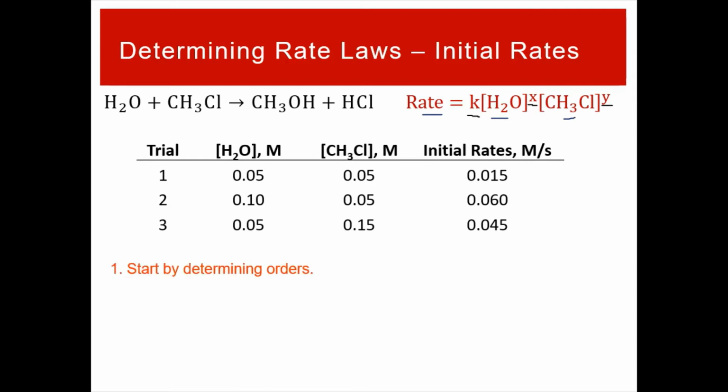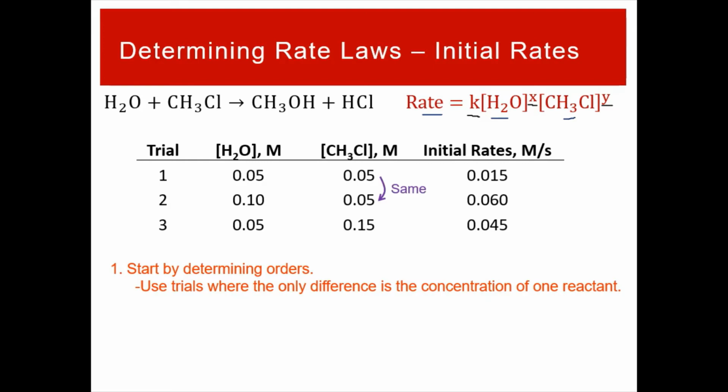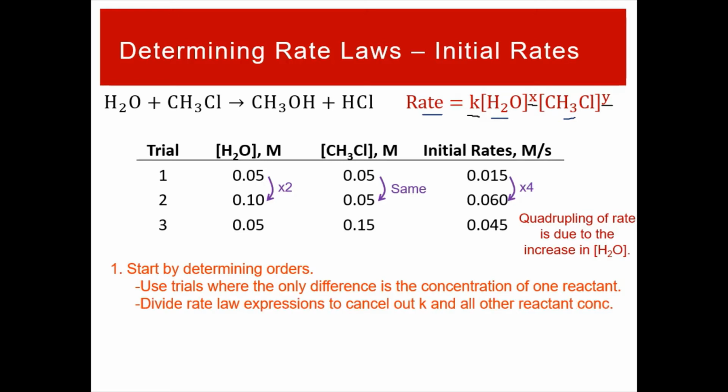So you start always by determining orders. We use trials where the only difference is the concentration of one of your reactants. For example, from trial 1 to trial 2, the CH3Cl concentration stays the same, while there is a change in water concentration, which means the change in the rate is due to the change in the concentration of H2O. We can explicitly figure out that is what caused that change, so we can figure out the order for just that compound.